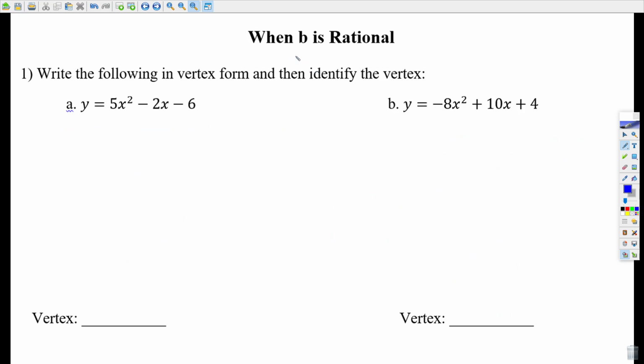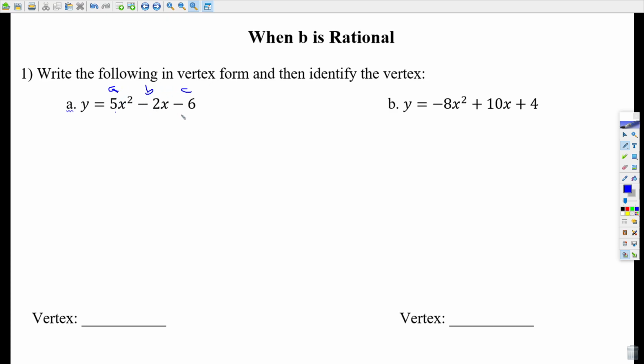All right, how about when b is rational? Write the following in vertex form, and then we'll also identify the vertex. So you'll notice this one's going to be a little bit more difficult, only because the number we're taking out here is going to force this middle number to not be very nice. So let me show you what I mean.